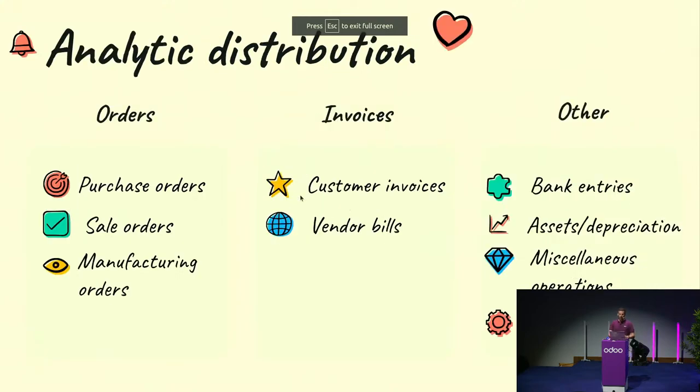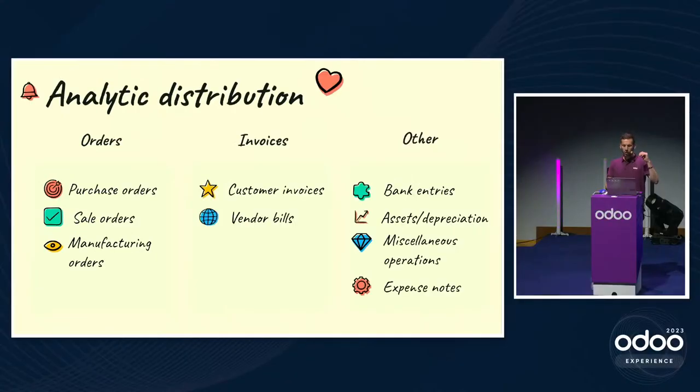Now, maybe one last thing. I just showed you the analytic distribution on the invoices, but know that we can do analytic distribution on a lot of different things. You can do it on the purchase order, sales order, and also manufacturing orders. But we can also do it on your bank entries. You can do it on your assets, depreciation, on every miscellaneous operation, and on your expense notes as well.